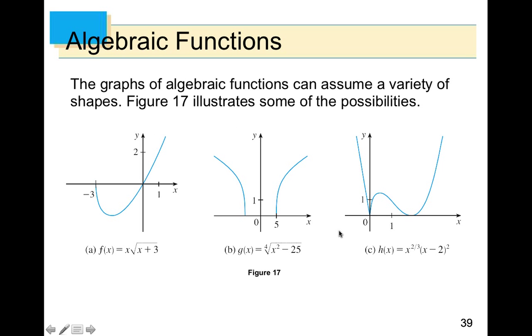The graphs of algebraic functions can assume a variety of shapes. So each one of these represents an algebraic function. The first one being x times x plus 3. You can get these in your notes. The fourth root of x squared minus 25, x to the 2/3 times x minus 2 squared.